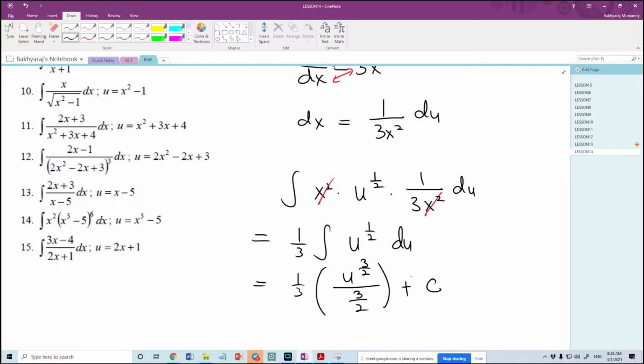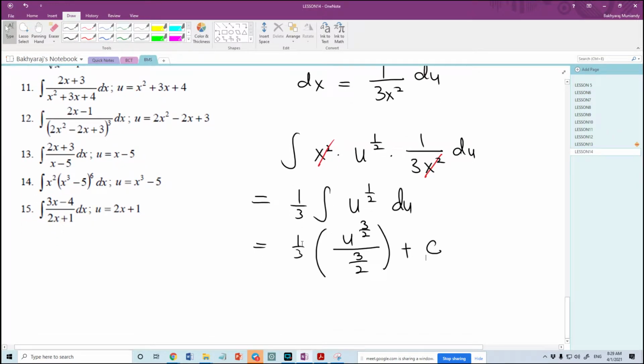Now we need to simplify this, because we have a fraction here and somehow we have a divide here. So we get 1 over 3, and this one is actually divide, right? So divide means the times will become 2 over 3, right? Or you can press the calculator: 1 over 3 divided by 3 over 2, right? Same thing.